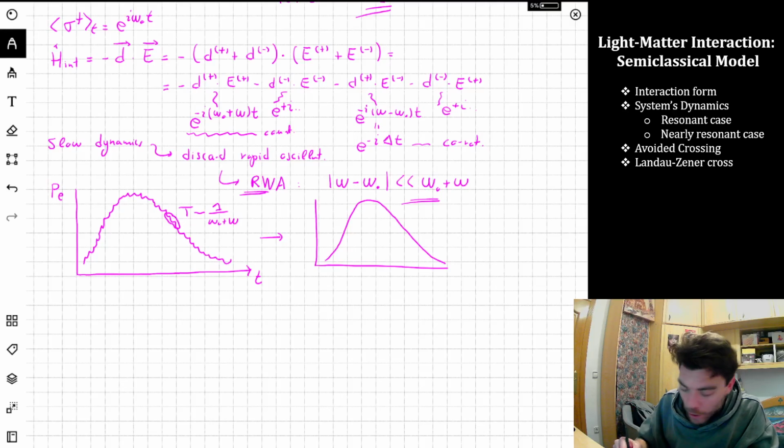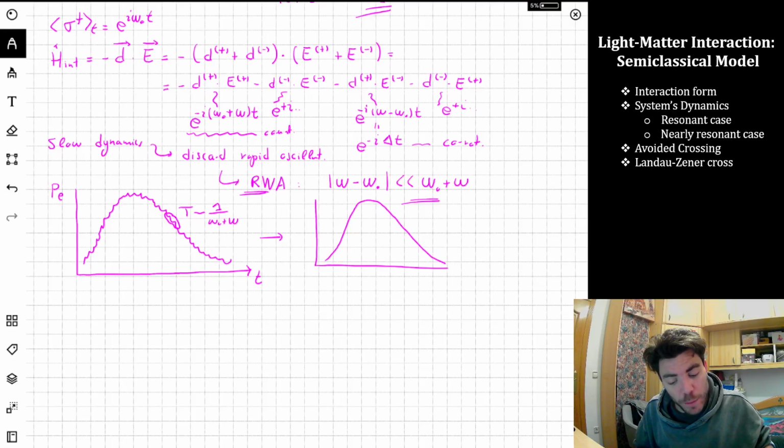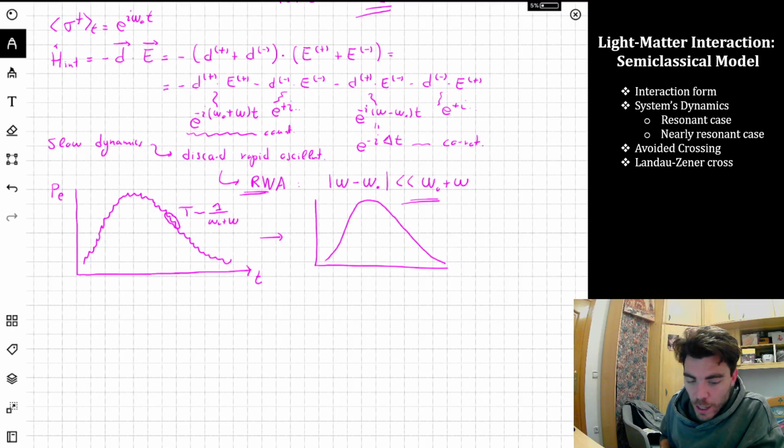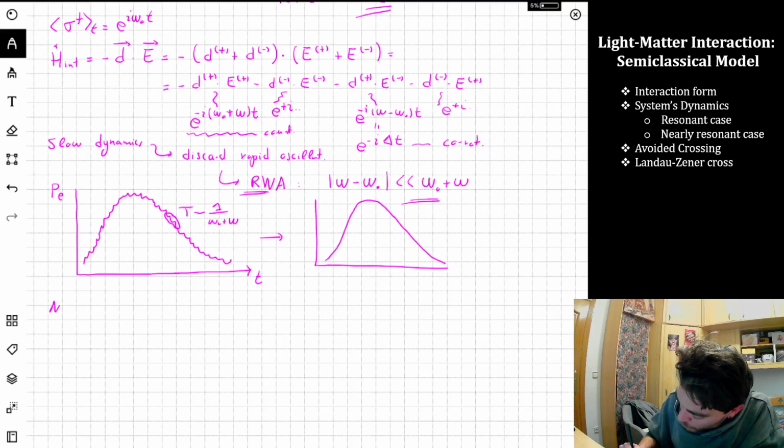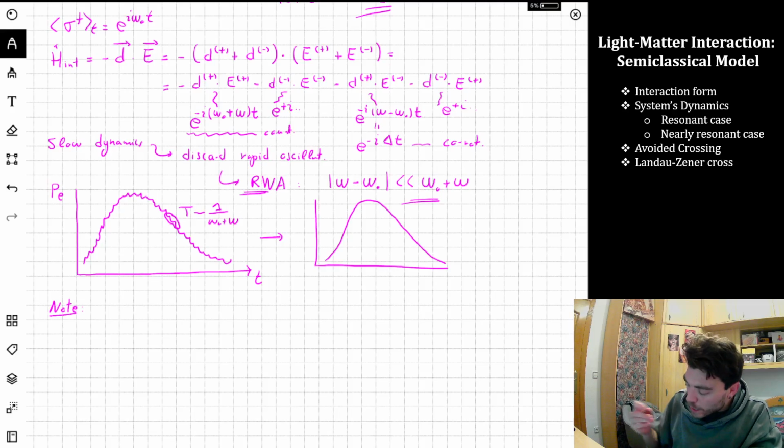Alright, so this is the rotating wave approximation. It's a very important approximation. And now here I want to make a note to finish with the rotating wave approximation. And the note is the following.